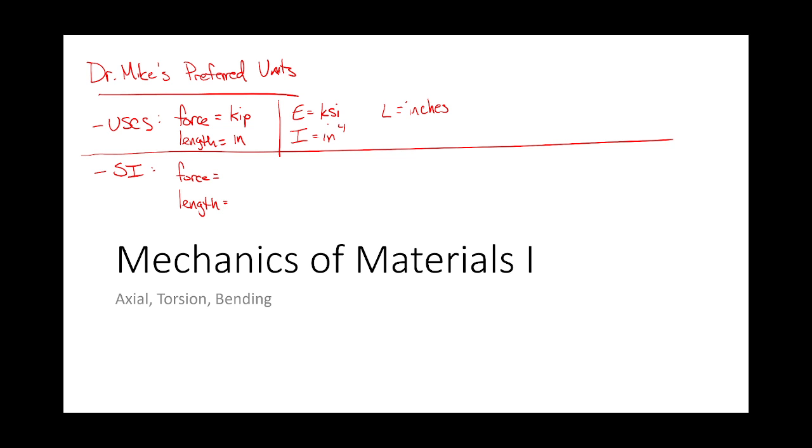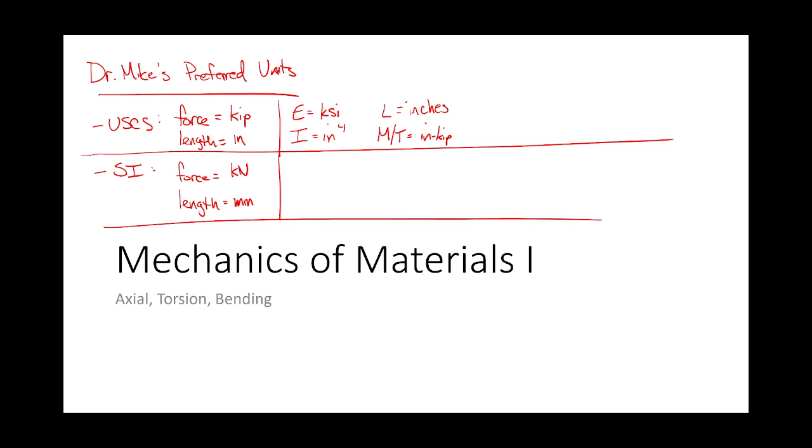If there's any one area where the conversions get a little tricky and you just have to pay attention, it's with things like moments or torques, because they need to be expressed in inch-kips. If you get that, the units work themselves out, and that tends to be a good unit system for US units. For SI, what I like is forces in kilonewtons and lengths in millimeters.